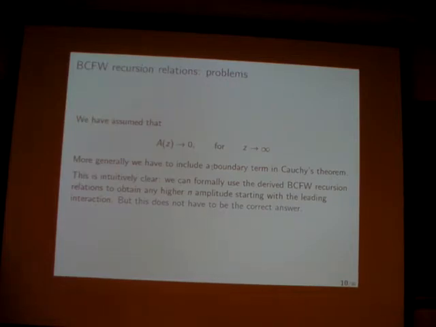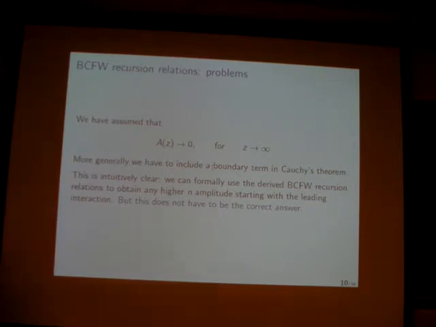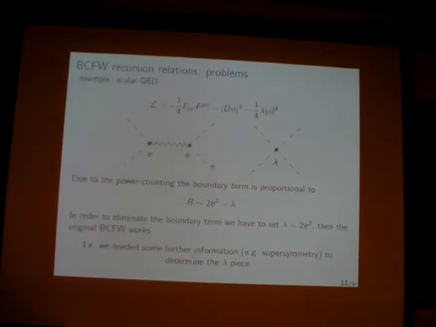So the first and biggest problem is that we have assumed that the amplitude vanishes at infinity. Of course, we have to generalize it a little bit. If this is not the case, we have to use some boundary term in Cauchy's formula. And let me put it in some simple example, what we mean by this.